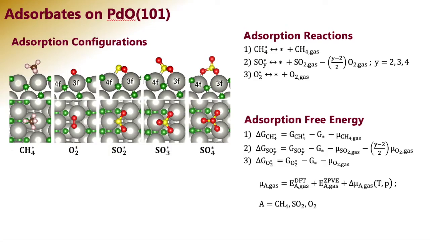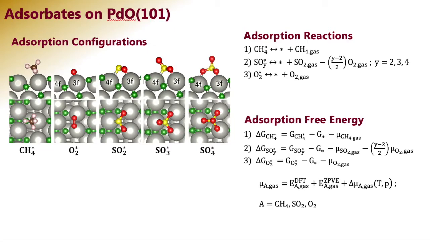It can be seen that the adsorption of SO2, SO3, and SO4 molecules involve both the 3F and the 4F palladium atoms, suggesting a possible poisoning of the palladium 3F site. SO2 forms two oxygen-palladium 3F bonds and one sulfur-palladium 4F bond on the surface with an adsorption energy of negative 1.74 electron volts.